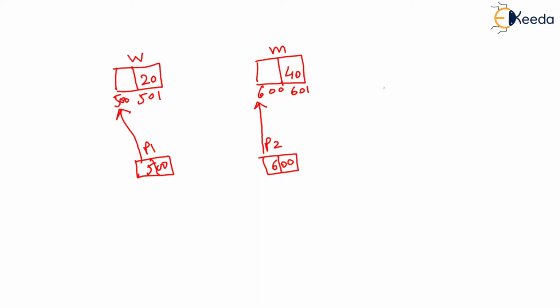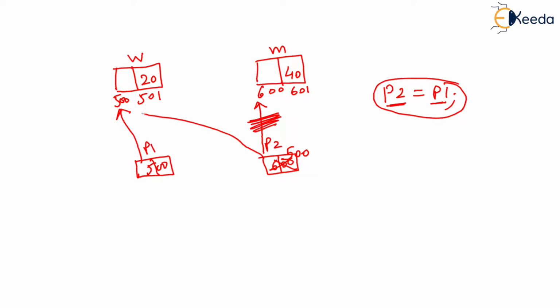So what will happen if I write P2 equal to P1 in my program? When I write this, it literally means P2 should become equal to P1. That means P2 should change and P2 should become 500. Just have a look at this. What that means is P2 will no more point to 600, but P2 will point to 500. That is the location of W. So now onwards, if you write asterisk P1 anywhere in your program, this still means W. But asterisk P2 also means W now. Earlier it was M, isn't it?